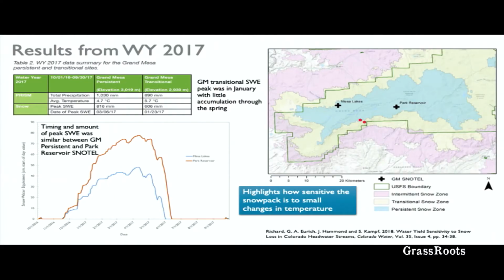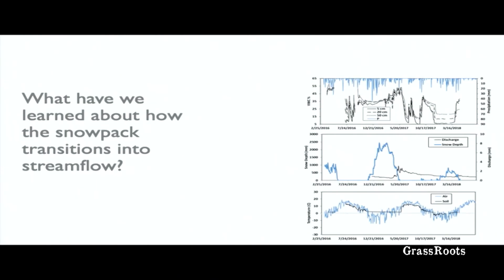So the upper site had a SWE of 0.8 meters, so 800 millimeters, and the transitional site had a peak SWE of only 600. And the transitional site melted out earlier. So again, that temperature is important.